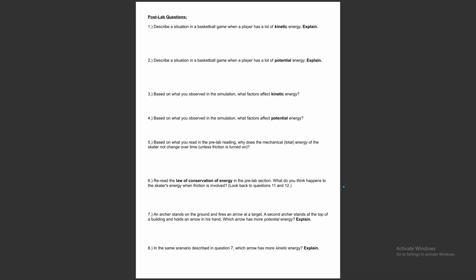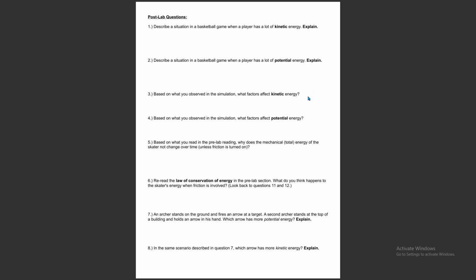Post lab. Describe a situation in a baseball game when a player has a lot of kinetic energy. When would a player have a lot of kinetic energy? Make sure you're explaining your answer why. Number two, describe a situation in a baseball game when a player has lots of potential energy. Explain your answer. So one and two are similar, but one's looking at the kinetic energy or moving energy, and two is the baseball game when the player has potential energy.